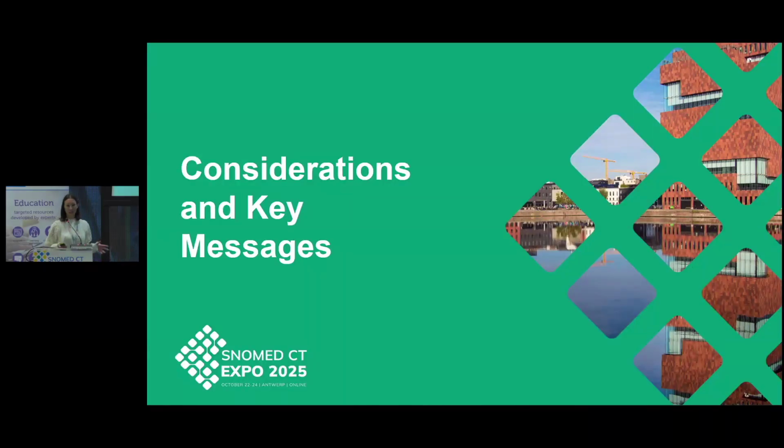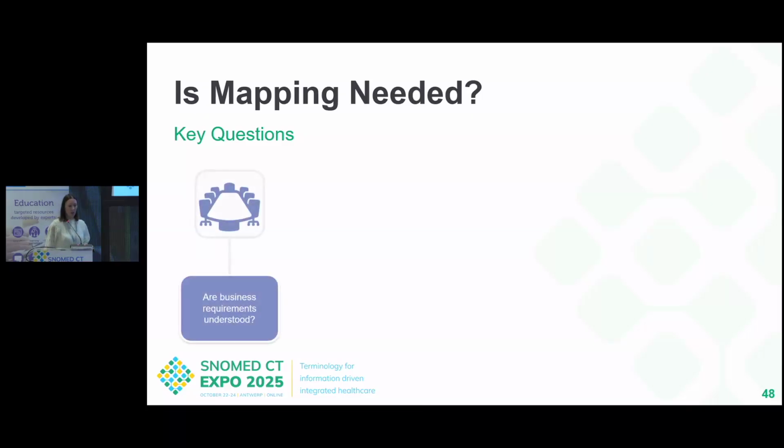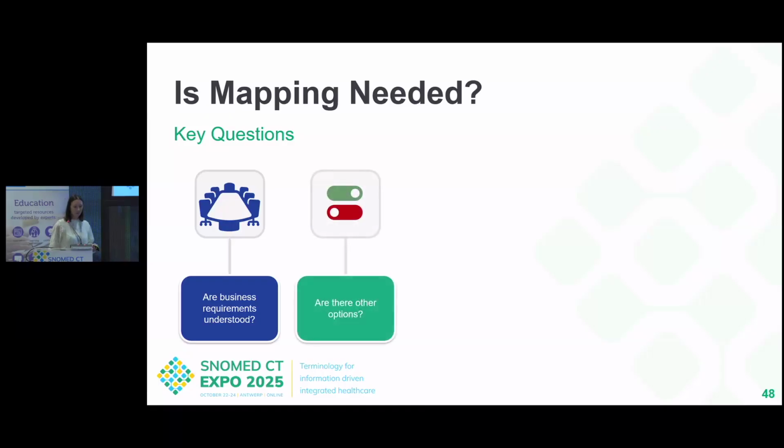So this is basically just the considerations and key messages from this mapping tutorial. I think the first question is: is a map needed? What are your reasons for doing it? Is it business requirements? Are they fully understood as to why you need a map? Are there other options to maps? Recently, there have been developments like the Højen ontology that has gone down the route of creating an extension. So it's often about thinking what the other options available are, and what the clinical risks are as well.